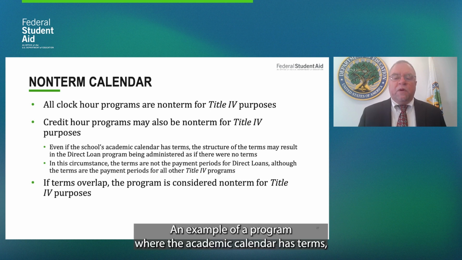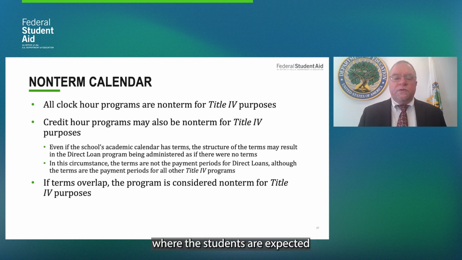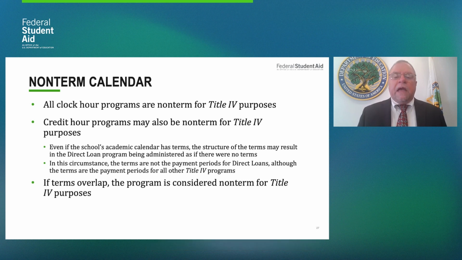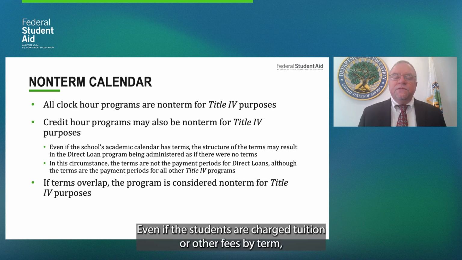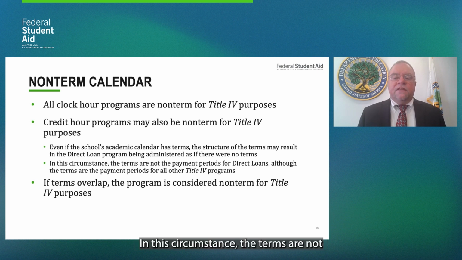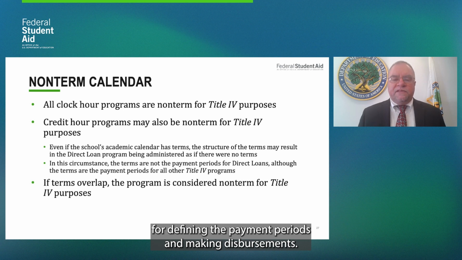An example of a program where the academic calendar has terms, but there are no terms for Title IV purposes, is a postgraduate program where the students are expected to research and write for the length of the academic year, and there are no classes that start and end within the term dates. Even if the students are charged tuition or other fees by term, for Title IV purposes, a program like this does not have terms. In this circumstance, the terms are not the payment periods, and the non-term rules apply for defining the payment periods and making disbursements.